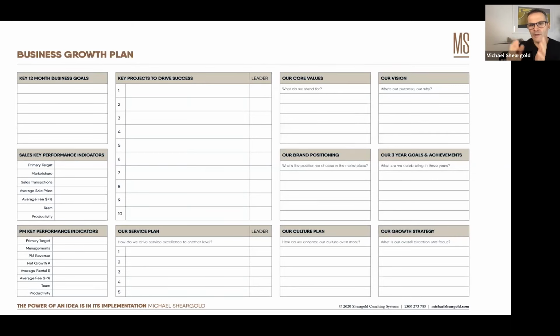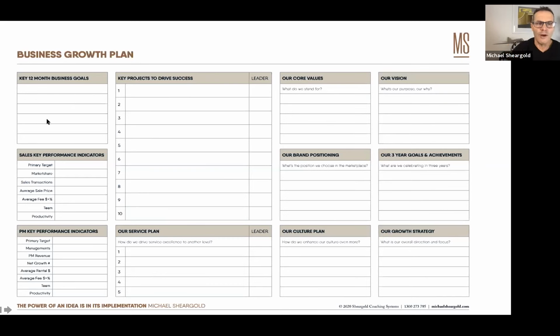So from there, let's leave those 2 columns on the right and head over to the left-hand side and say, okay, for us to achieve that out there in the future, our overall growth strategy and our vision, what are our key 12-month business goals? What are the ones that we want to achieve in the next 12 months? So once again, you just bullet point these down.